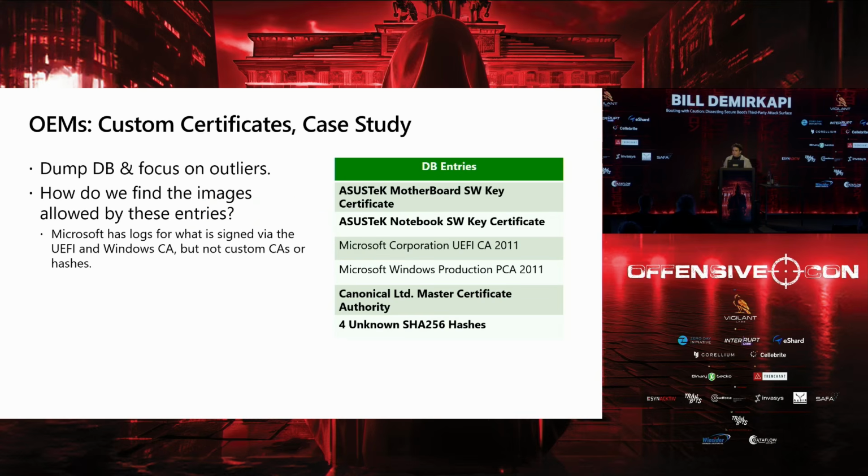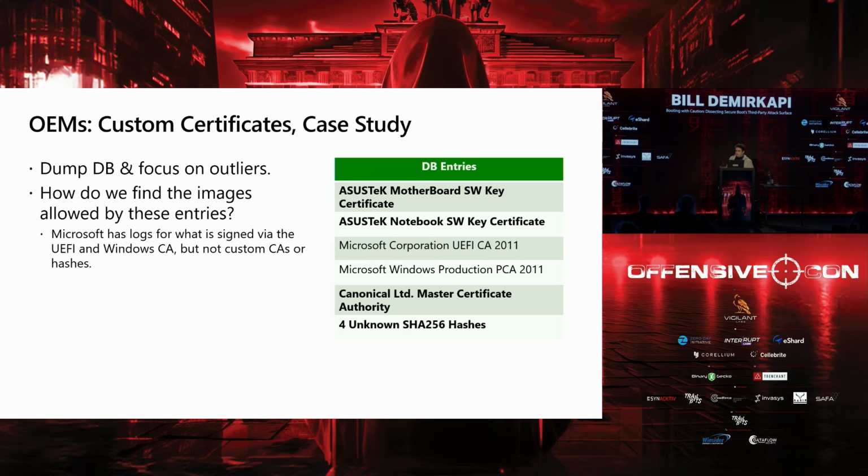So what you want to do when you're starting out with analyzing your OEM's attack surface is dump the DB, the allowed signatures database, and focus on the outliers. What is included on my machine that isn't included on other machines? In this case, it includes the two Asus Tech motherboard and notebook certificates. It includes the Canonical certificate. And it also included 4 hard-coded SHA-256 hashes.